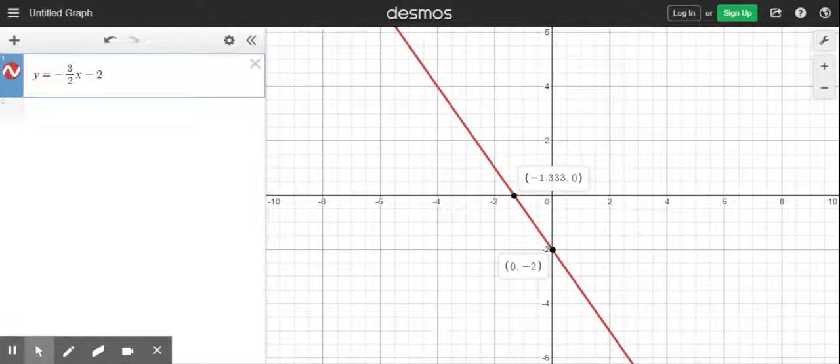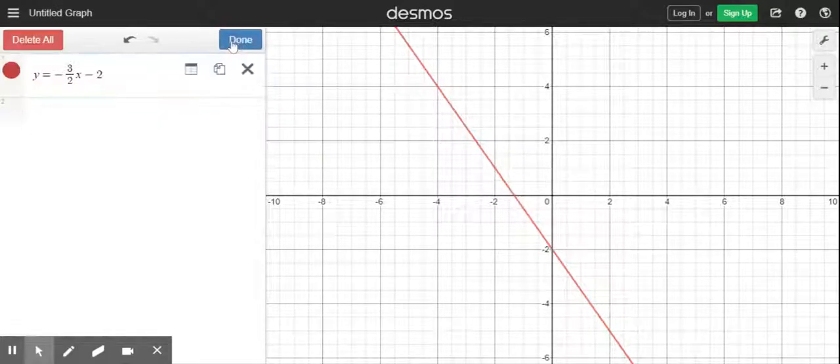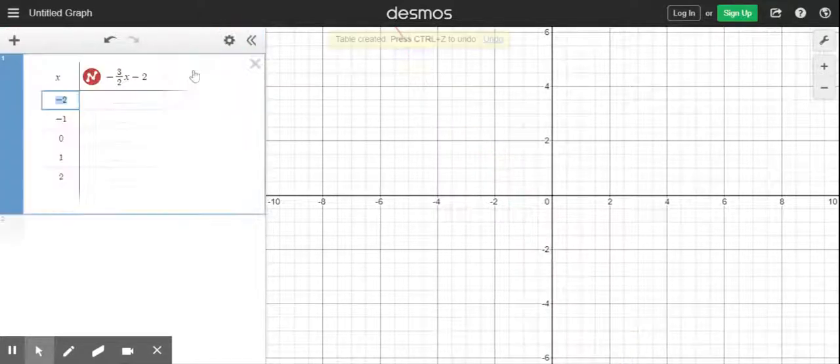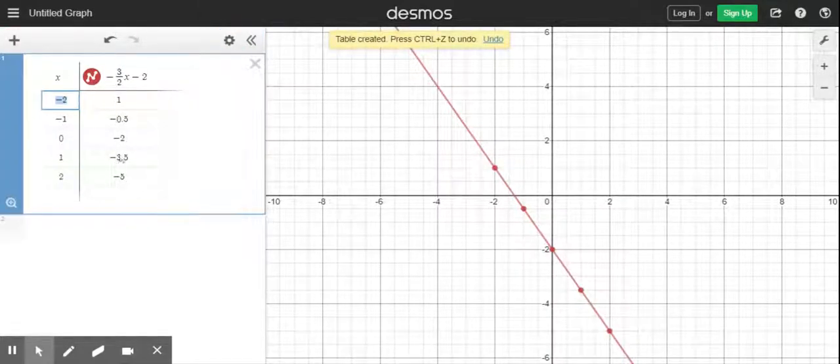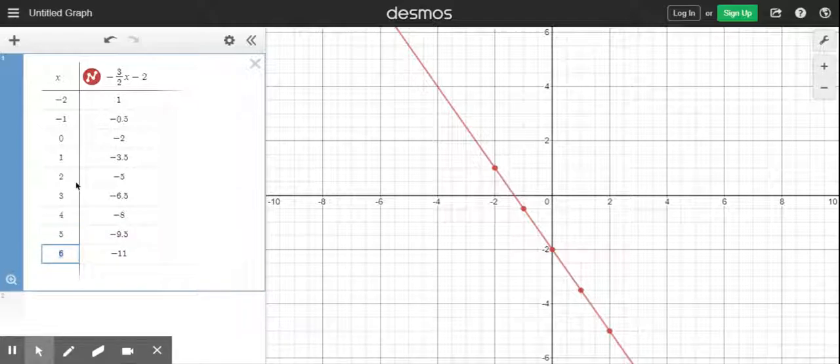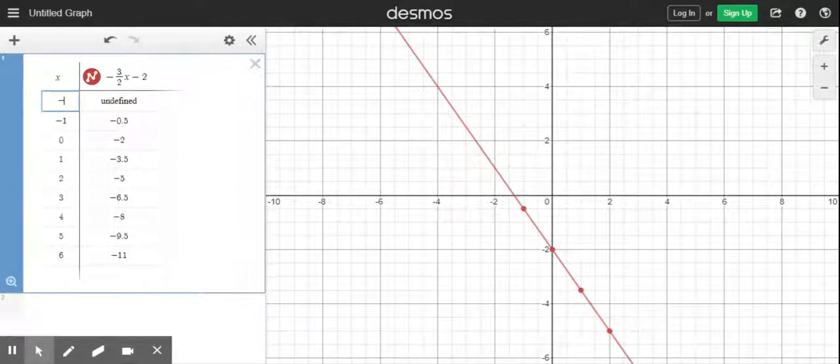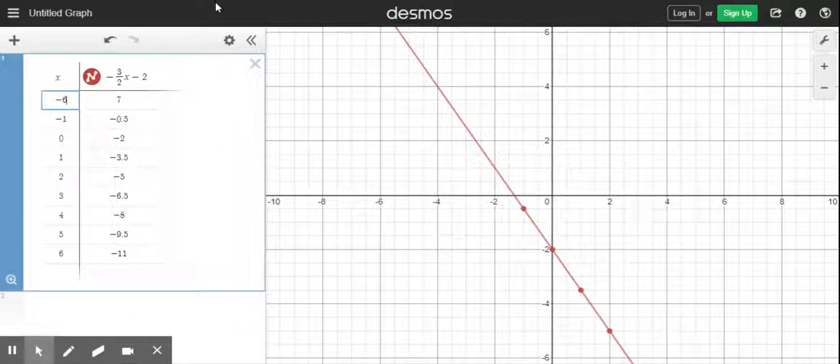One more little tip with Desmos is if you click the gear and then convert to a table, then you get all of these points you can click on. And you can even make the table longer. You can change any of these numbers, anything you want, and see what happens. So Desmos is an awfully nice tool.